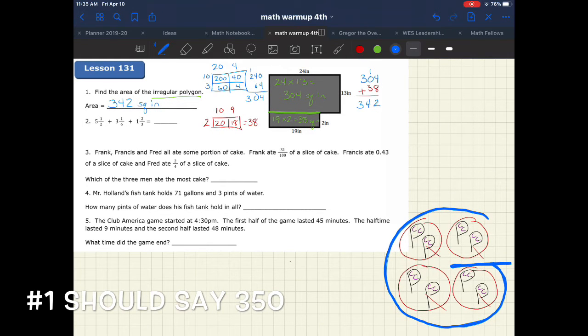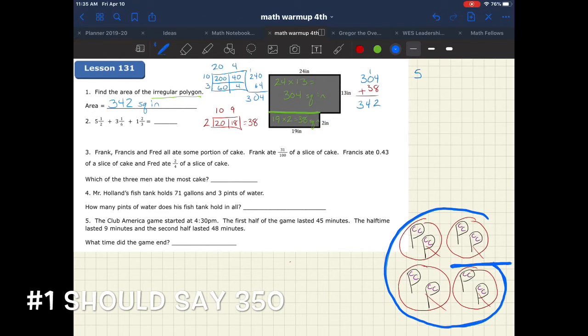Okay, number 2, we've got 5 1/2 plus 3 1/6 plus 1 2/3. The problem with this is that we don't have denominators that are the same. They aren't common denominators. So we're going to have to do some equivalent fractions to make them be common denominators. So way over here on the side, I'm going to add these up.